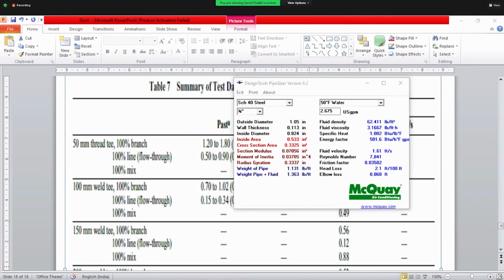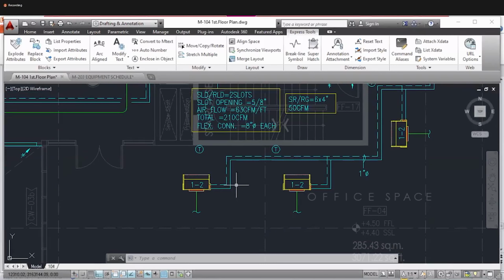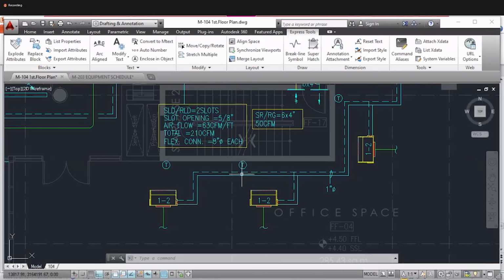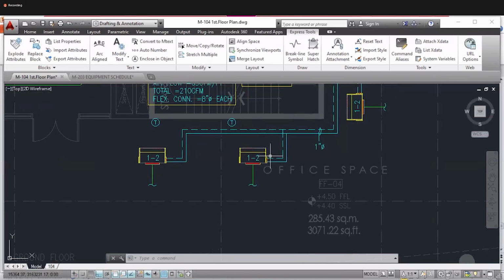So the pipe size here is 3/4 inch. It's not mentioned here, but the pipe size is 3/4 inch. Here it's showing 1 inch. Why is it showing 1 inch? Because this is the main header, and from the main header it's going to this unit and this unit also. So we have to calculate for 2 units.